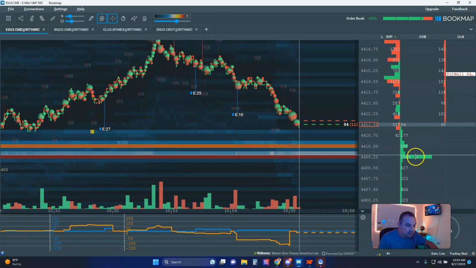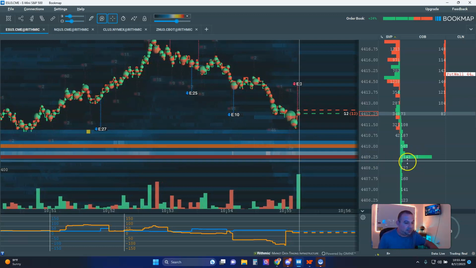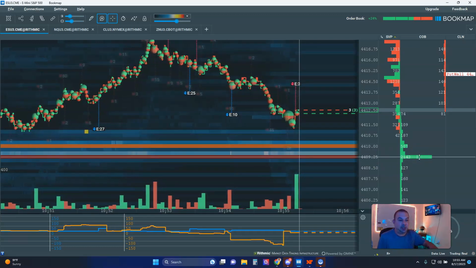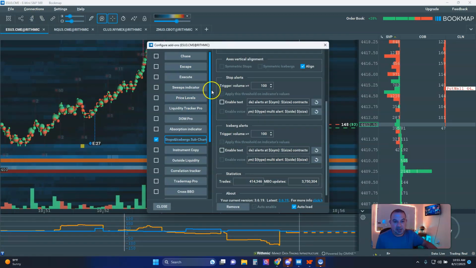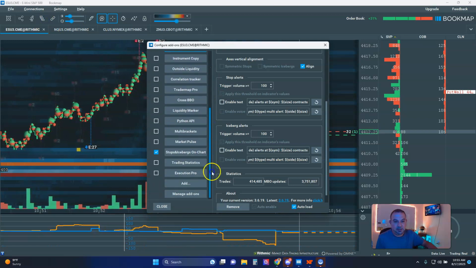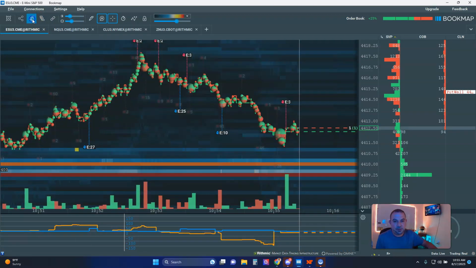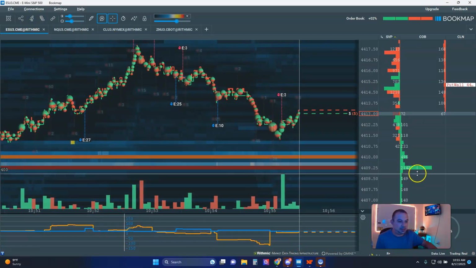this line in the center that you see at 2145, that means that 50% of this 2145 is a large lot. That comes with a feature here called Large Lot Tracker. Where is it in here? Sorry guys, Large Lot Tracker. And you can filter them. I try to keep things at default.